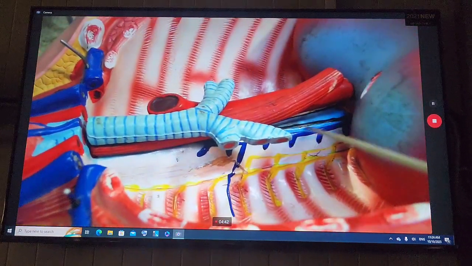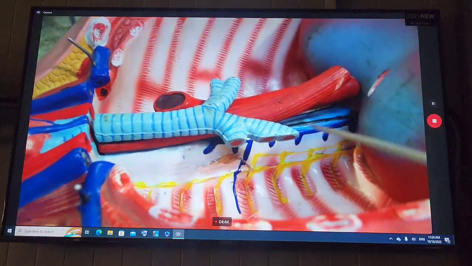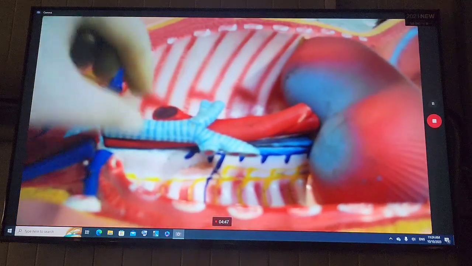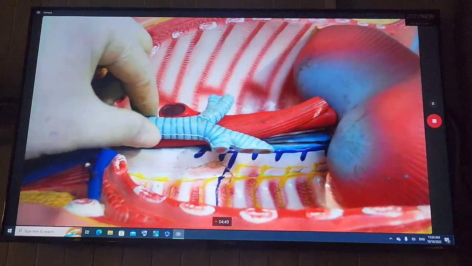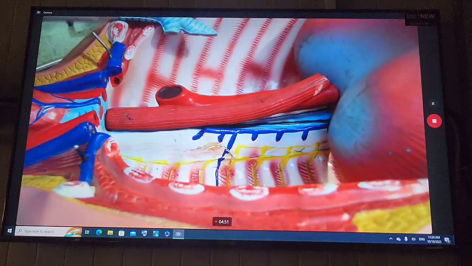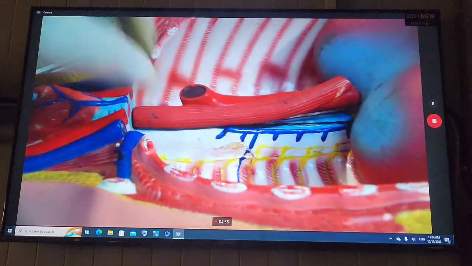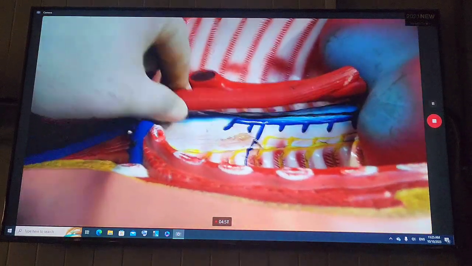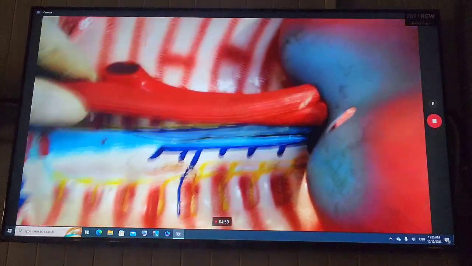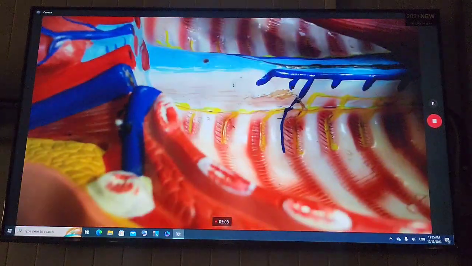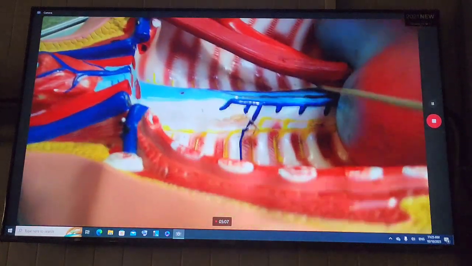You can see the thoracic lymph duct, the azygos vein on that side, the sympathetic chain. I will remove these pieces also, to see the complete course of the thoracic lymph duct.